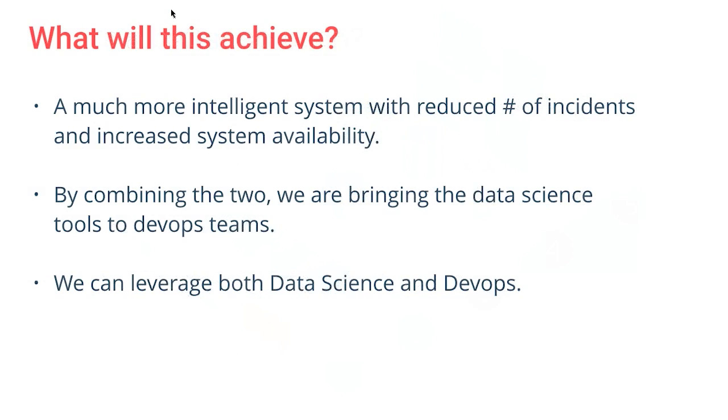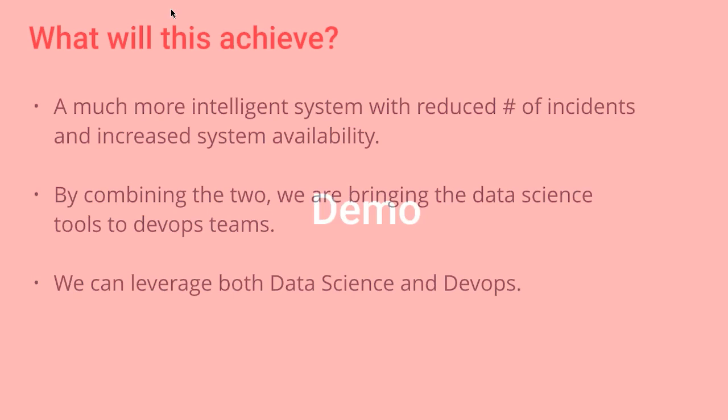So what would the outcome of this real solution be? Well, we'd have a much more intelligent system with a reduced number of instances. We would increase system availability, etc. By combining the two, we are bringing the data science tools to the DevOps teams to leverage the power of both, and we can leverage both data science and DevOps.